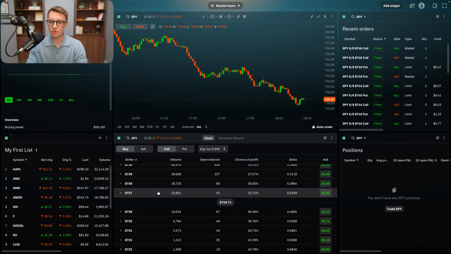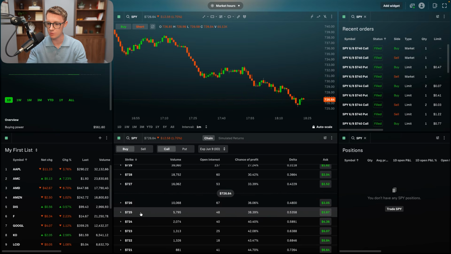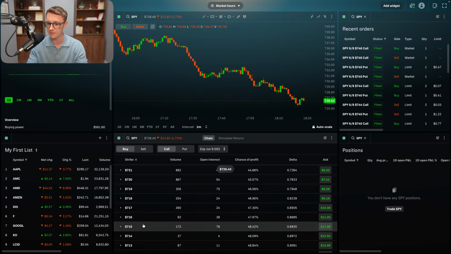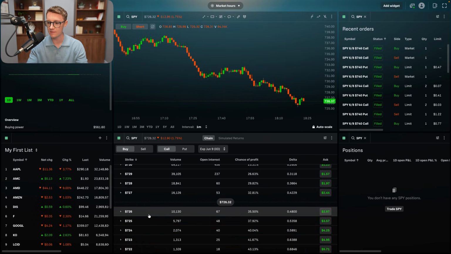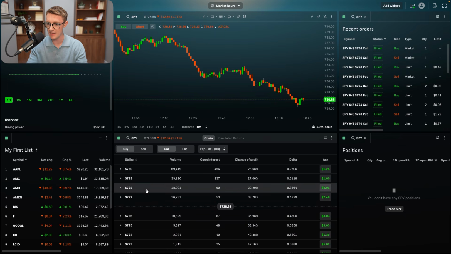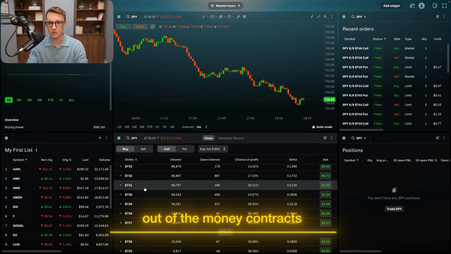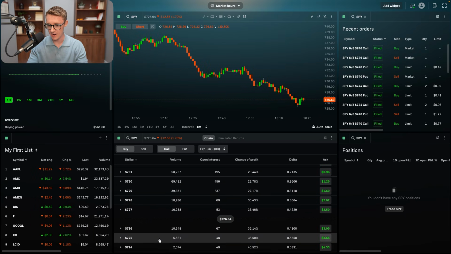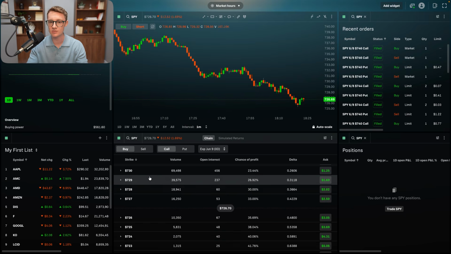So when it comes to choosing a strike price, anything below the current share price, so the 726s, 725s, and we can keep going down here, these are what's known as in the money contracts. Now, on the other hand, if we're buying a call, anything above the current share price, the 728s, 730s, and we can keep going up here, these are what's known as out of the money contracts. Now, in the money contracts, the ones below the current share price, are going to be safer. Out of the money contracts, the ones above the current share price, are going to be riskier.